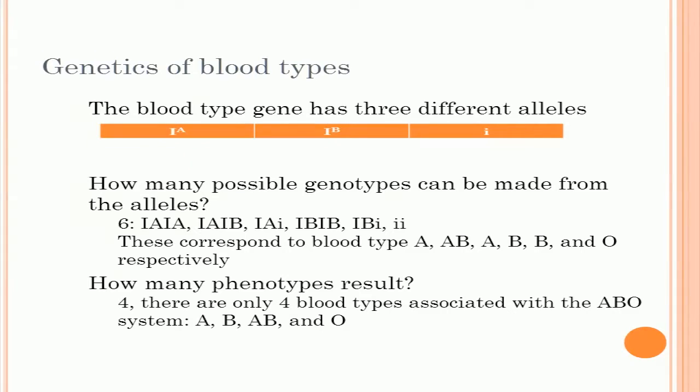There are 6 possible genotypes associated with these alleles, and 4 phenotypes result from these genotypes. The possible genotypes are homozygous dominant A, heterozygous AB, heterozygous A, homozygous dominant B, heterozygous B, and homozygous recessive O. The phenotypes which result are simply the four blood types associated with the ABO system: A, B, AB, and O.